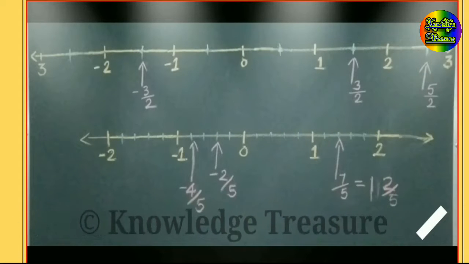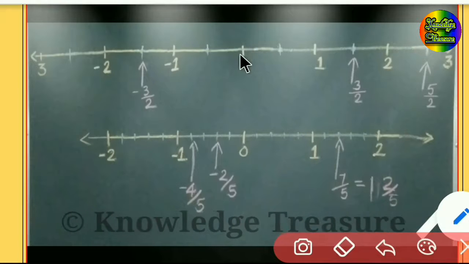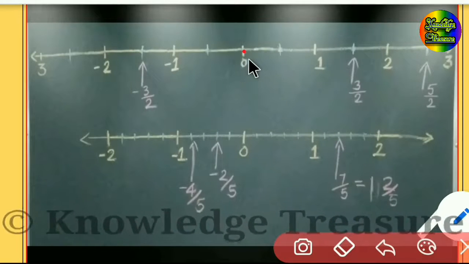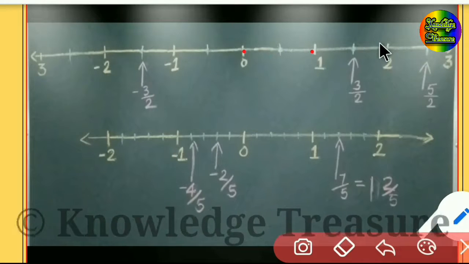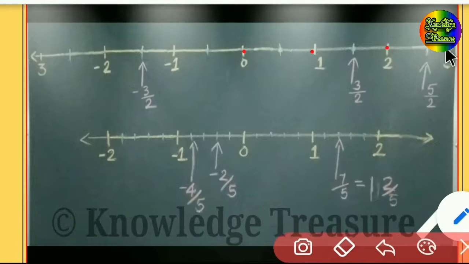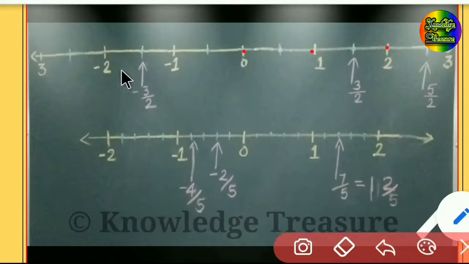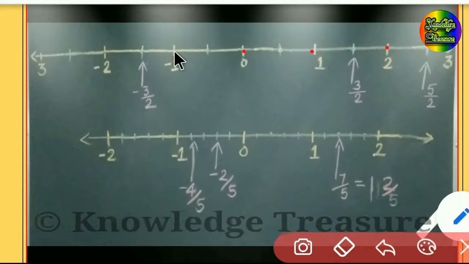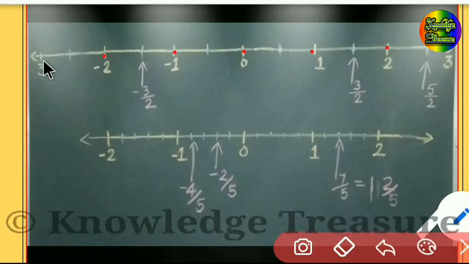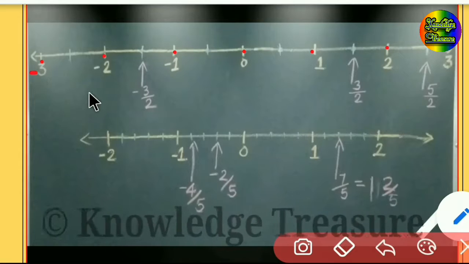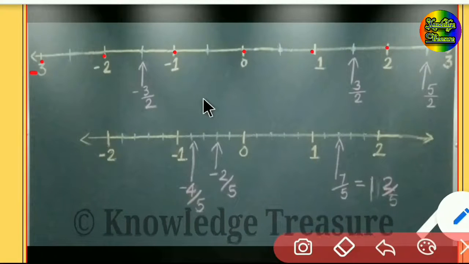First of all, put a mark here and note it as 0. Then 1, 2, 3 like this. Okay. Next, left hand side has negative numbers. So, write down minus 1, minus 2, minus 3. This is minus 3. Okay. This is the second step. What is the third step?